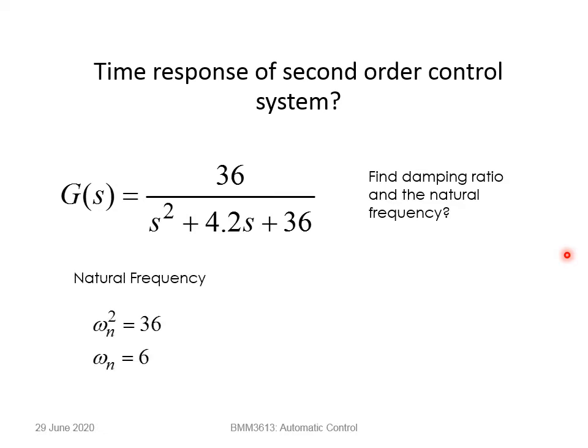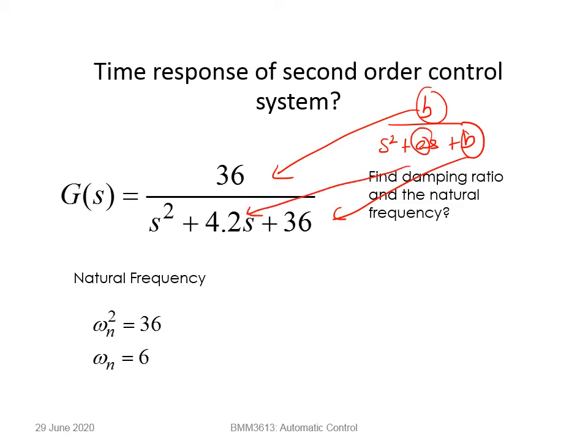So now I think you can figure it out. We know that omega n square is basically b, because the generic form of the transfer function can be written as b over s square plus a s plus b. We can see here that b is 36, and a is 4.2. So natural frequency omega n square is equal to b, so omega n square is 36. Therefore, omega n, or natural frequency, equals 6, right?